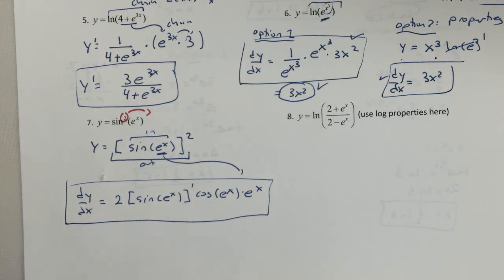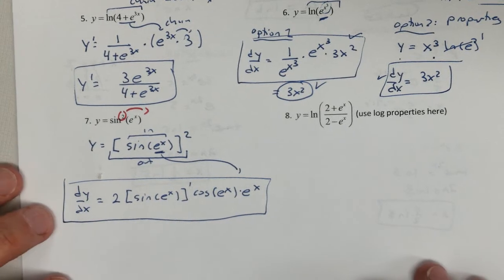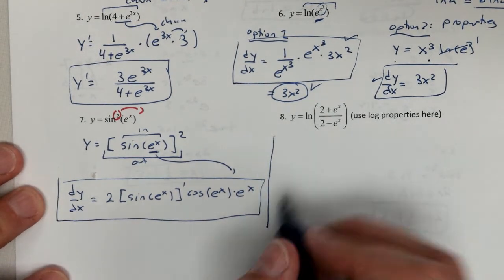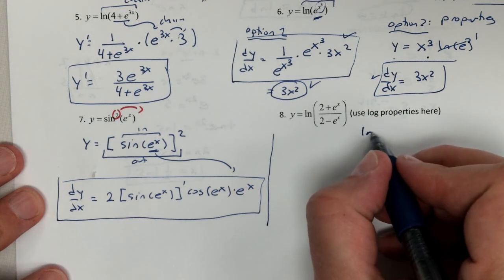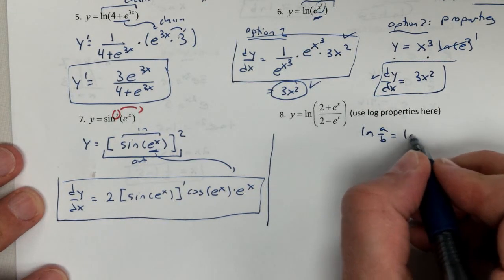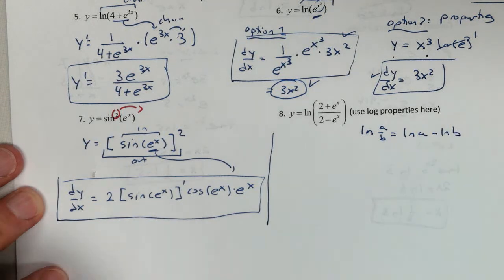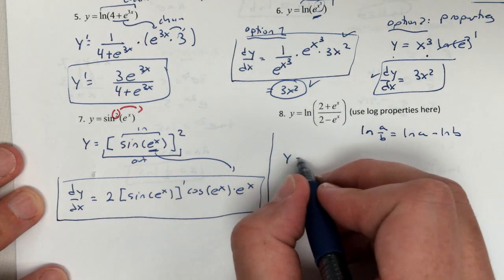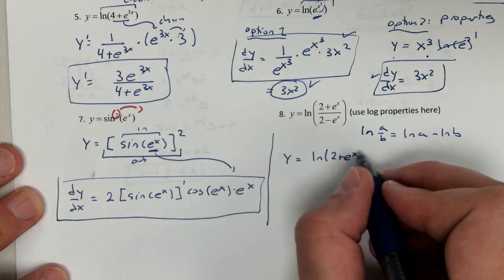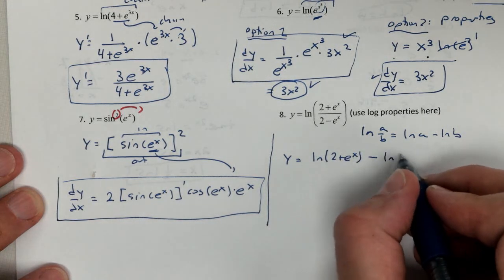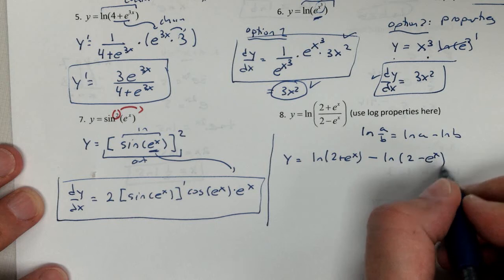All right, last one for this video, number 8. Then we'll take a look at some applications here. Number 8, ready? I would recommend the properties here, and that says the natural log of a over b is the natural log of a minus the natural log of b. So I could rewrite this. This is not the derivative, but it's going to help me. The natural log of 2 plus e to the x minus the natural log of 2 minus e to the x.